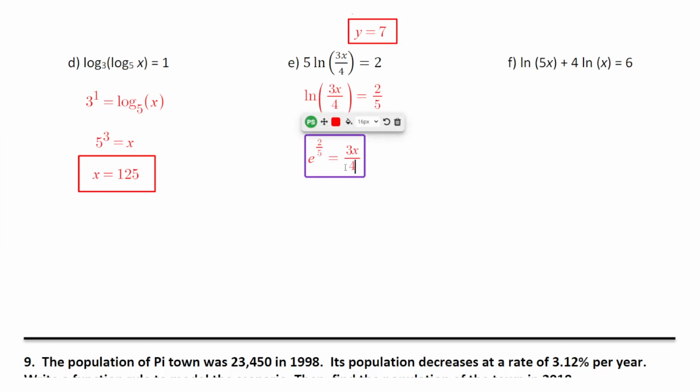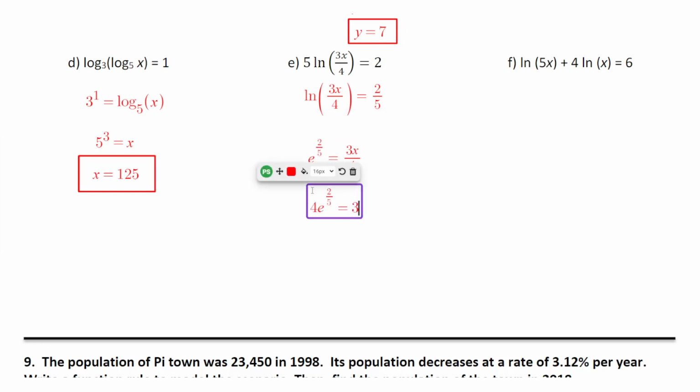And so now I'm just going to isolate x here. I need to multiply by 4. I don't want to retype all that. I'm going to multiply by 4 on both sides, and then divide everything by 3.